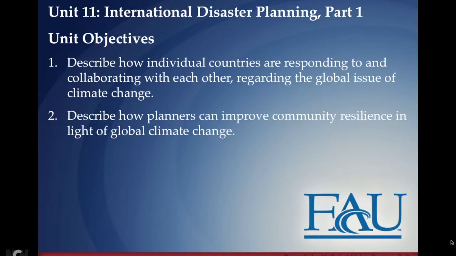This is Unit 11, International Disaster Planning Part 1. This is your instructor, Dr. John Rennie. The unit objectives for this week are to describe how individual countries are responding to and collaborating with each other regarding the global issue of climate change, and to describe how planners can improve community resilience in light of climate change.